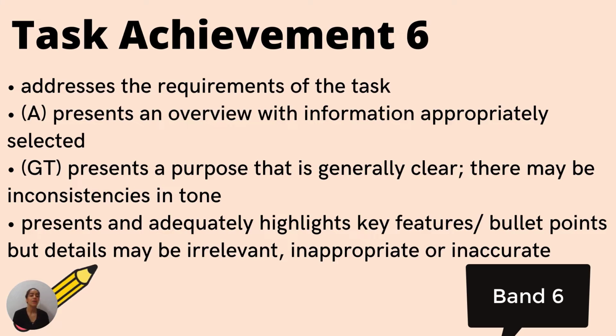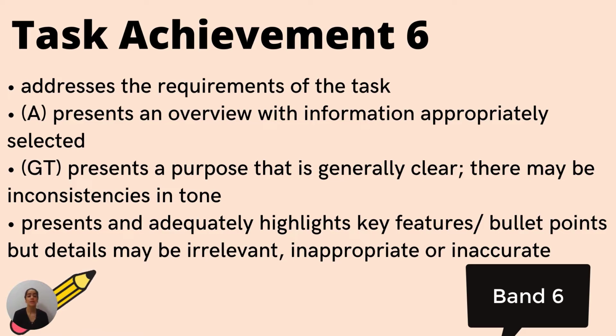Let's see what are the differences between task achievements of a person whose score is 6 and 7 that we already talked about. So, addresses the requirements of the task. So when you get 6, you've already answered all the parts of the task. Because sometimes students think that, for example, getting a 6 means that you haven't covered all parts, but that is not true. You have already covered all the parts. It is not showing that you have forgotten anything special.